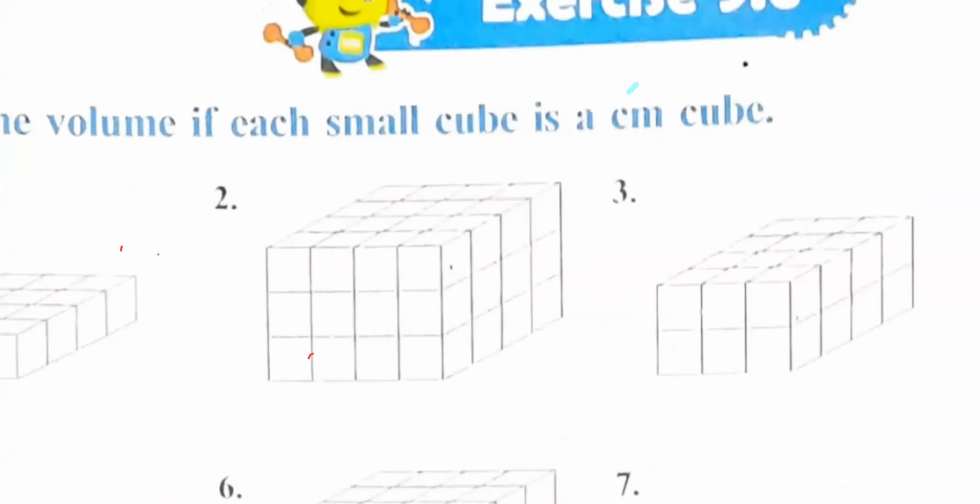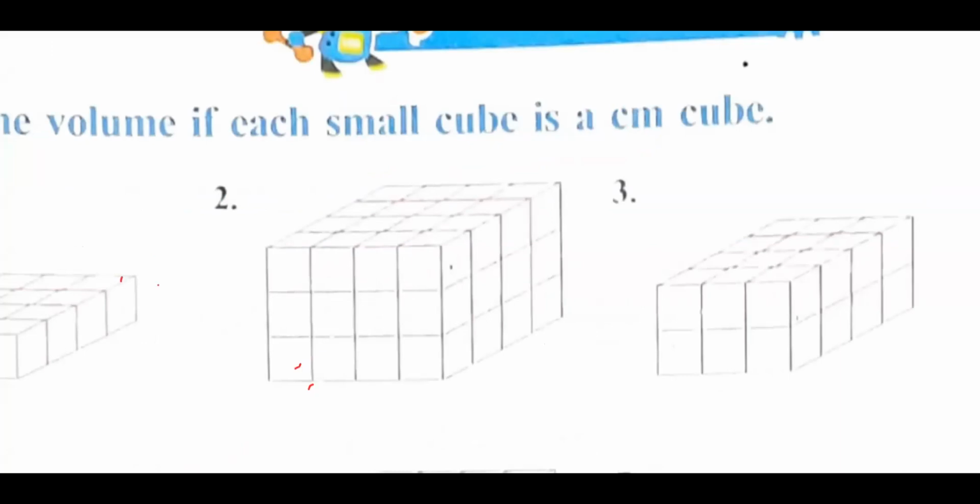Let us point out also. 1, 2, 3, 4, 5, 6, 7, 8, right? 9, 10, 11, 12. This way you have counted now. Correct? And then there are 3 layers, 1, 2, 3. So 16 into 3 is 48.